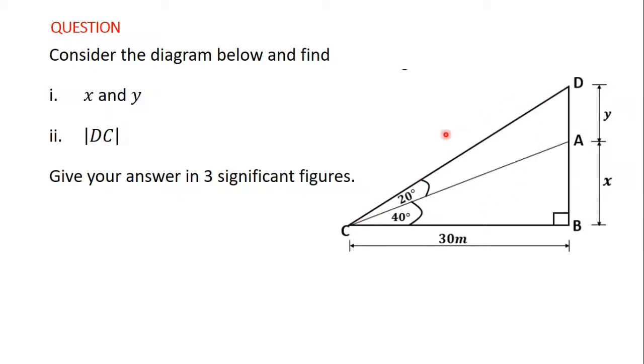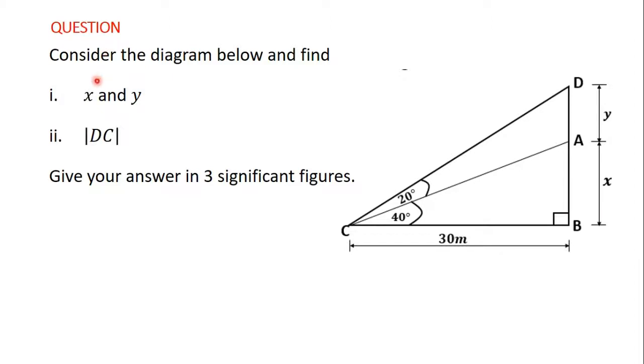Now, considering this diagram very carefully, we can see that there are 2 right-angled triangles. The first one is ABC. So triangle ABC is a right-angled triangle. Then triangle DBC is also another right-angled triangle. So we have one right-angled triangle inside another right-angled triangle.